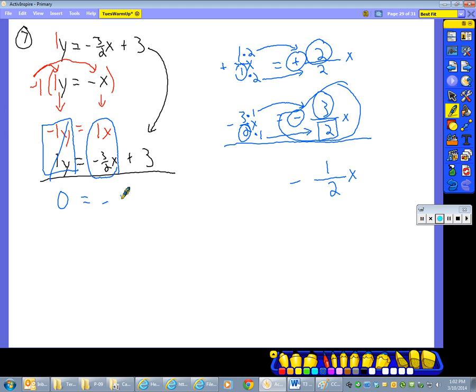So, we've got negative 1/2 x plus 3. Someone raise your hand and tell me, what am I going to do next? I'll give you a hint. I want all my variables on one side and all my numbers on the other. What do you think, Isaiah? What's something I can do? That's okay. So just listen for the reply. Let's go over to Kyle.